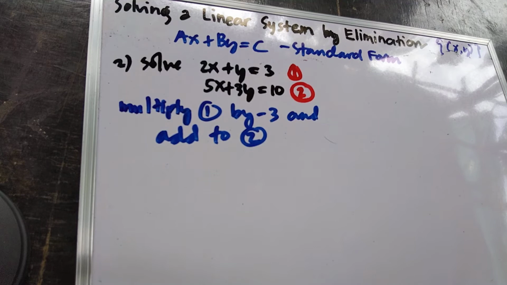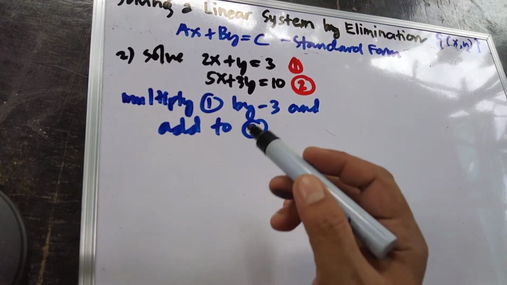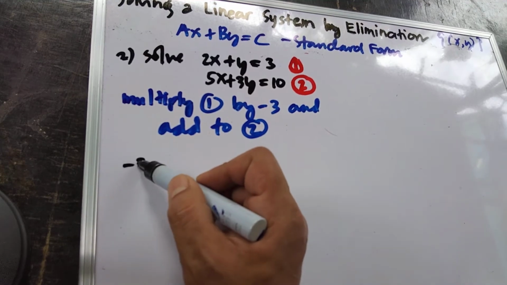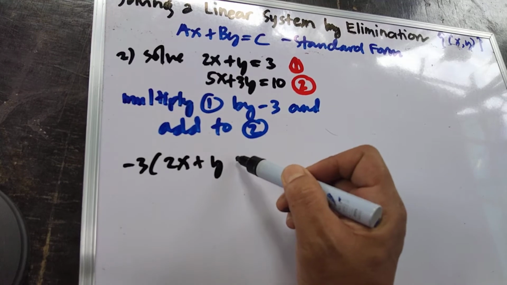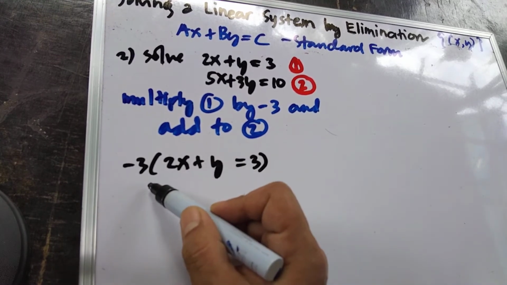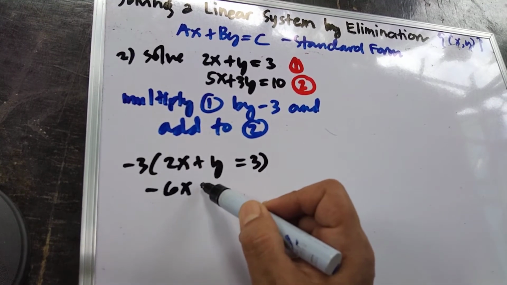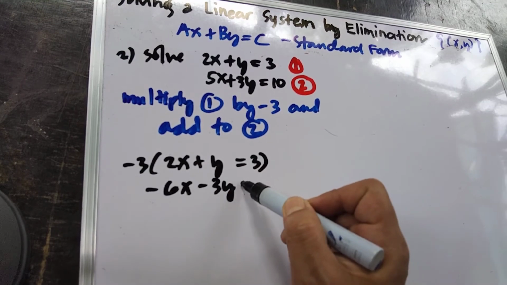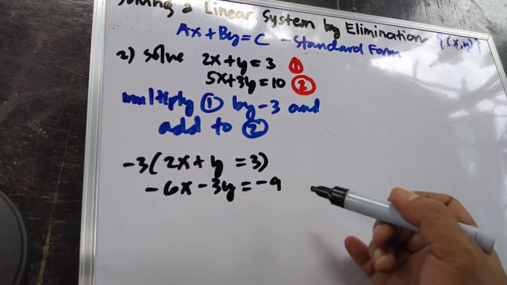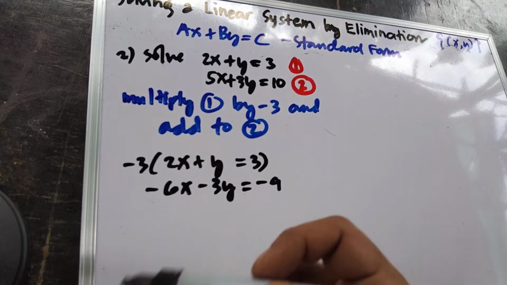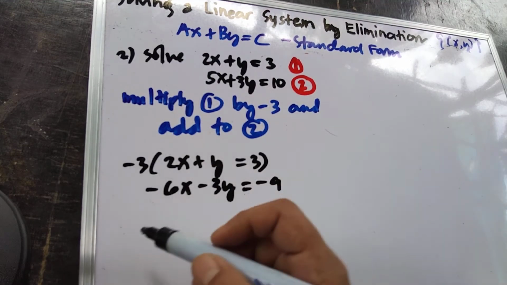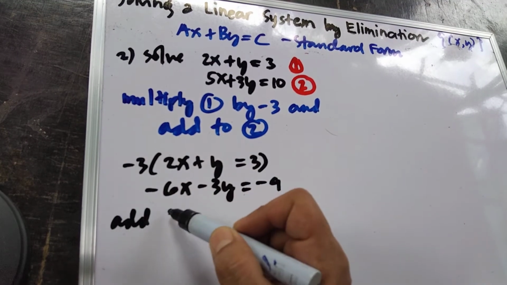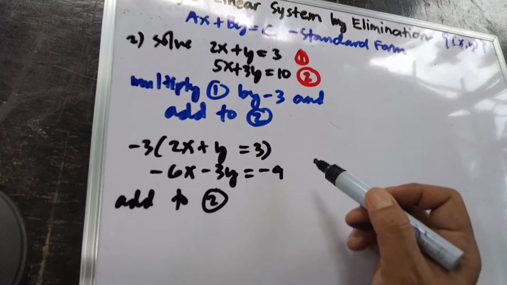So here, let's continue. I will multiply negative 3 to equation 1. So, negative 3 times 2x plus y is equal to 3. This becomes negative 6x minus 3y is equal to negative 9. So that would be our equation 1. Then we add that to equation 2. So, what will happen?